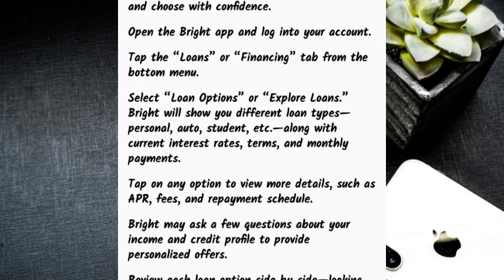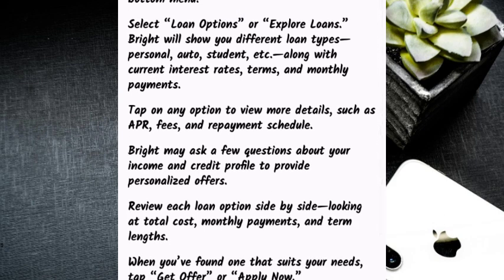Bright will show you different loan types, that's personal, auto, student, etc., along with current interest rates, terms, and monthly payments. Tap on any options to view more details such as APR, fees, and repayment schedule. Bright may ask a few questions about your income and credit profile to provide personalized offers.